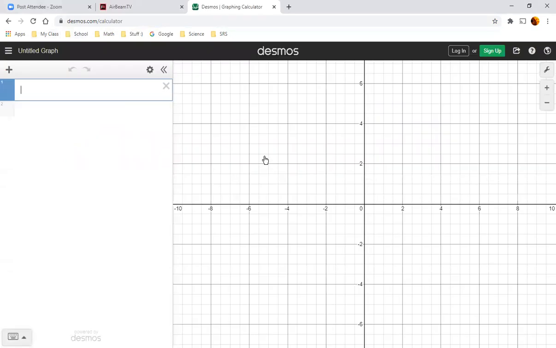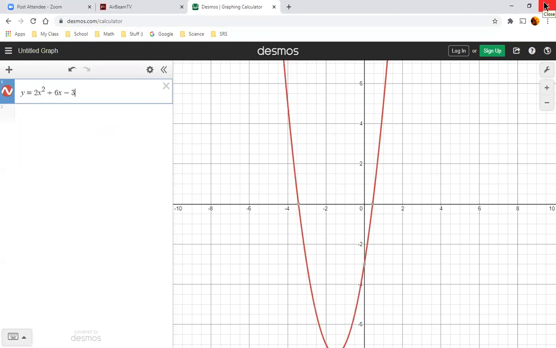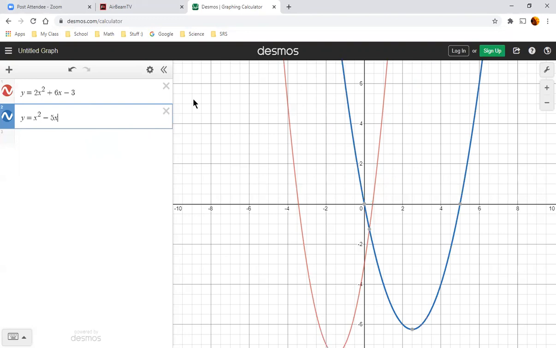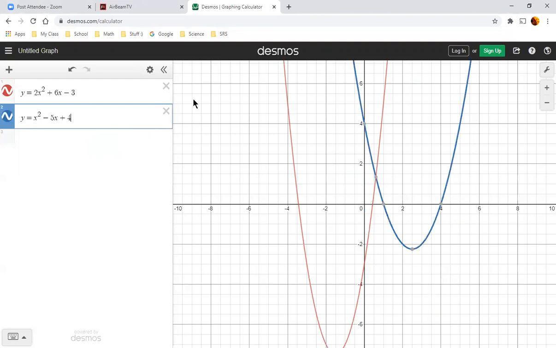So what do we have? We had y equals 2x squared plus 6x minus 3. And then we had another line, y equals x squared minus 5x plus 4. Whew, it does cross, thank goodness, right?